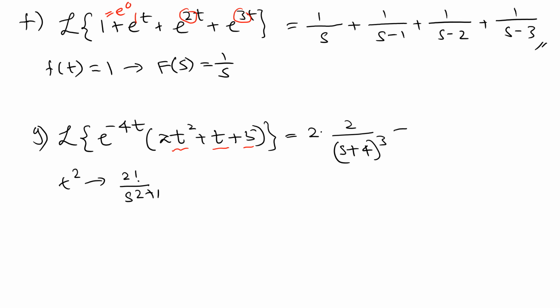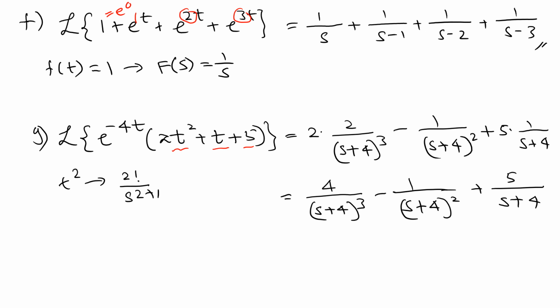And then minus the next one, this t, which means 1 over s squared, so it is 1 over s plus 4 squared. And the last one is a constant, so the function is 1 in this case, which means 1 over s, so it's 1 over s plus 4. You can also simplify this a little bit and write it like this. So this is how we use the first shifting property to get the answers.